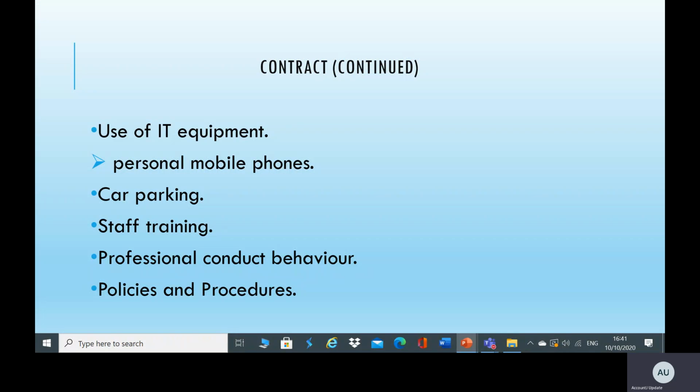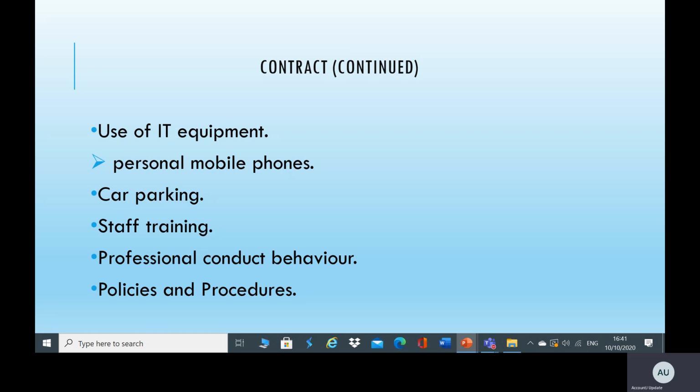As well as that, in the contract will be use of IT equipment. Personal mobile phones are not to be used for anything other than an emergency. No texting, no phone calls, nothing. Only in an emergency can you make one. Car parking: if there is a car park available, a lot of centres and schools may well have a clause saying they're not responsible for any damage that may happen to your car.